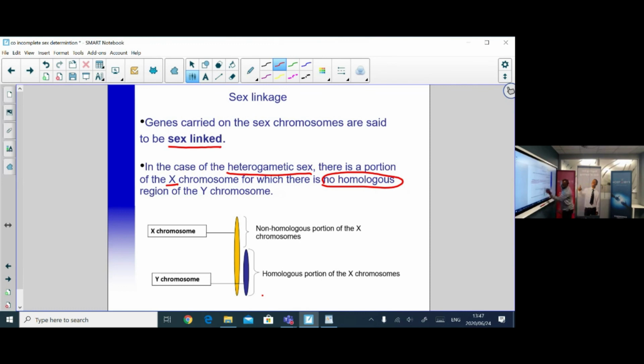This is what we are explaining. We'll take it from there tomorrow. We work out a few examples of sex-linked conditions.